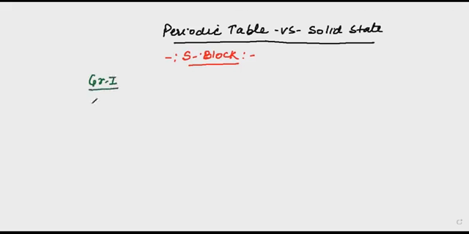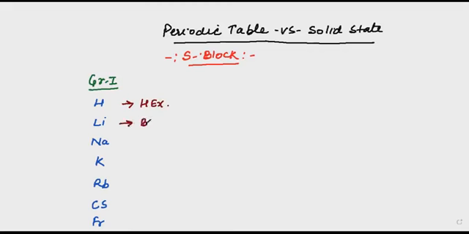group first. In group first, we know that the first element is hydrogen, this is lithium, this is sodium, this is potassium, this is rubidium, that one is cesium, and the last one is francium. Clear? So you must remember that hydrogen is always hexagonal shape.